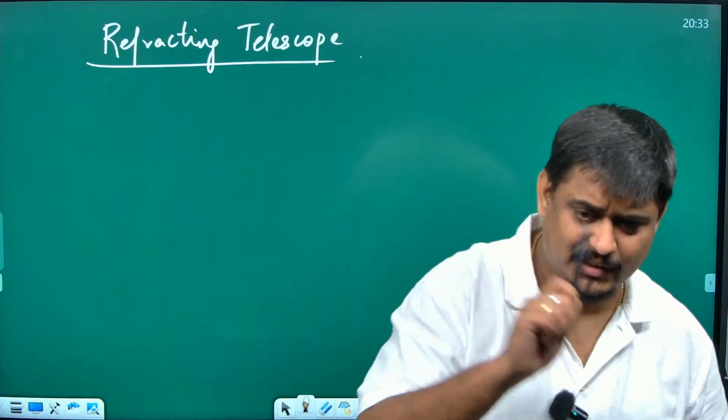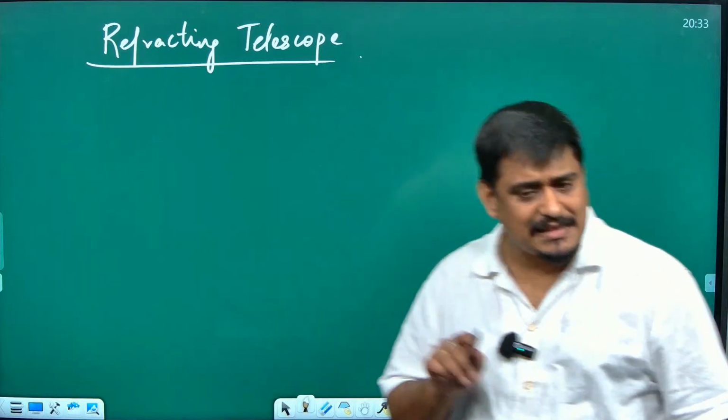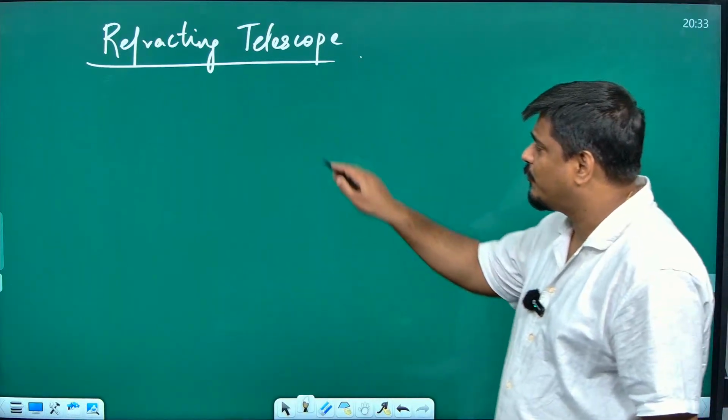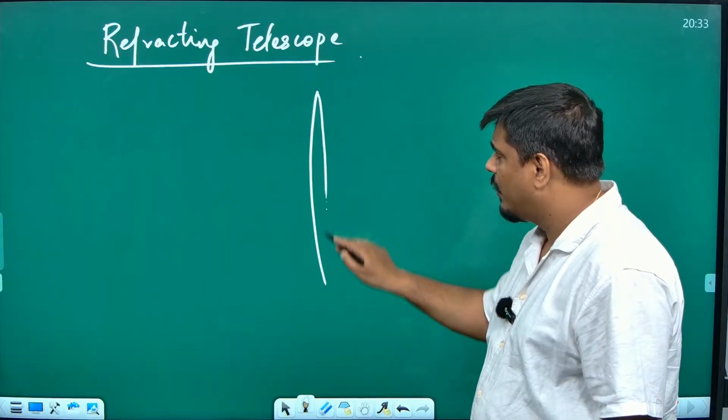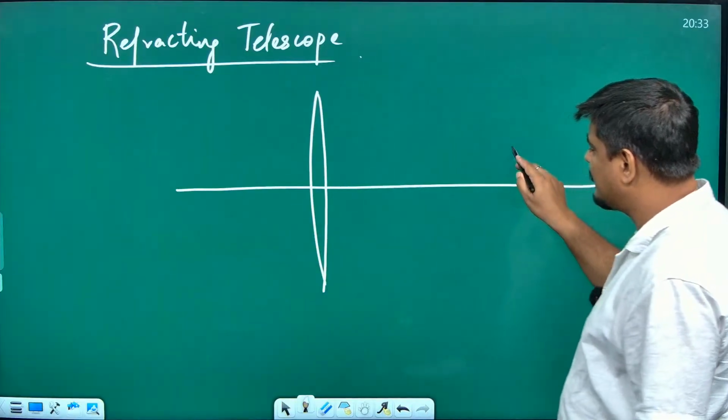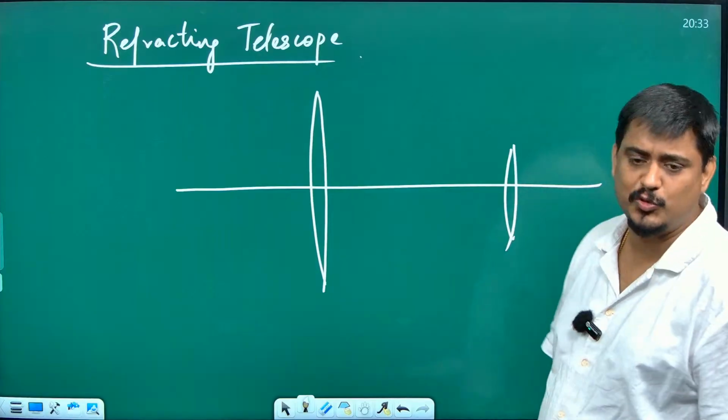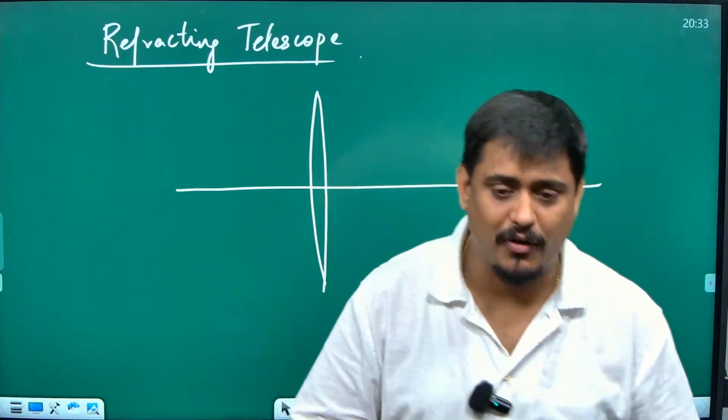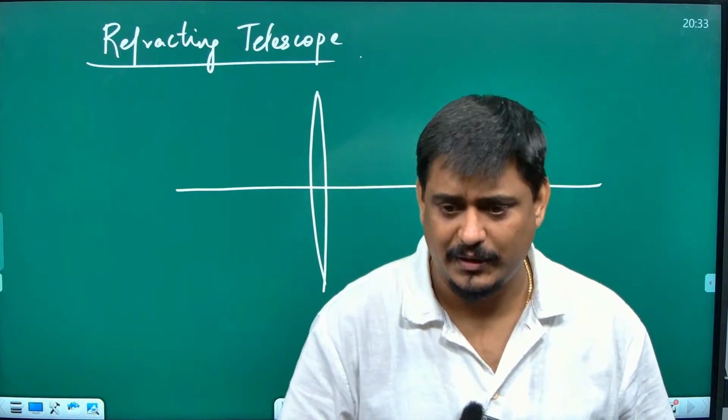Second thing, what you are saying, Yash Pravi, as you asked me in the beginning. In the case of a telescope, I will draw the objective as a bigger lens and the eyepiece as a smaller lens. Why is it so? Because, understand one thing.